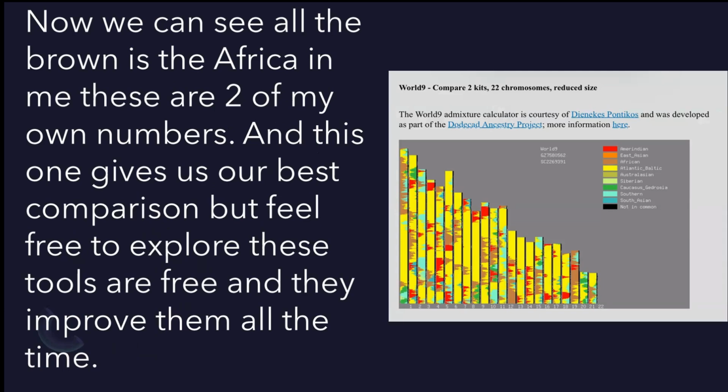All the brown is all the African that I have. I have Morocco, I have Sierra Leone, I have Nigeria, I have Kenya, I have Egypt. It's massive, the amount of area that my African DNA covers. And I'm Puerto Rican. But of course, in this DNA, you see the red, that's the Indian that came up in this test.